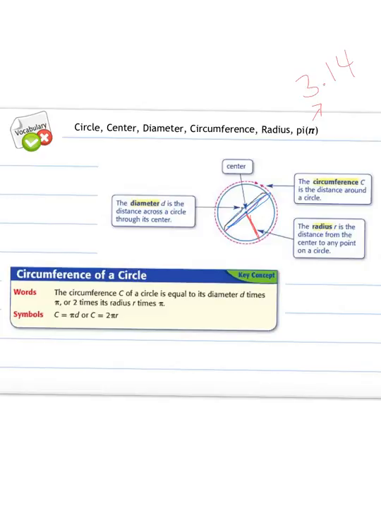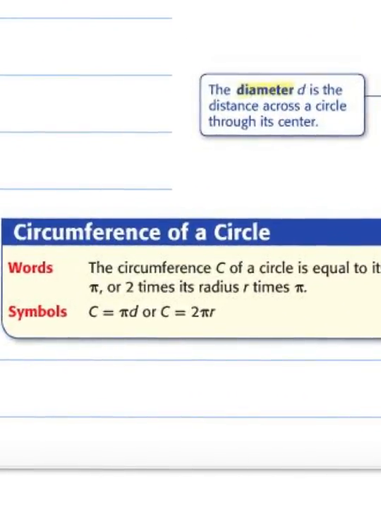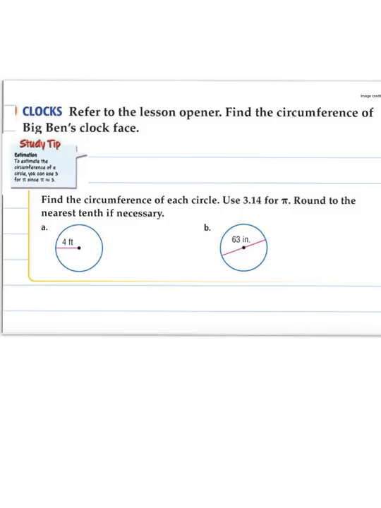Okay, to find the circumference of a circle, the circumference of a circle is equal to its diameter times pi, or 2 times its radius times pi. So these two equations we want to make sure that we have for circumference. Circumference equals pi times diameter, where D represents diameter. Or circumference equals 2 times pi times the radius, and R represents radius.